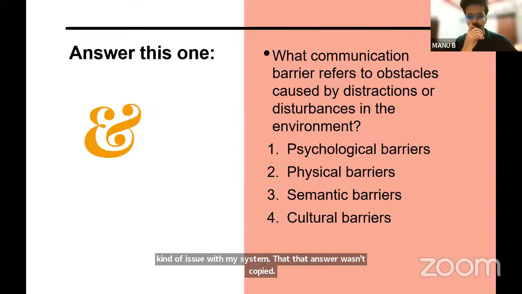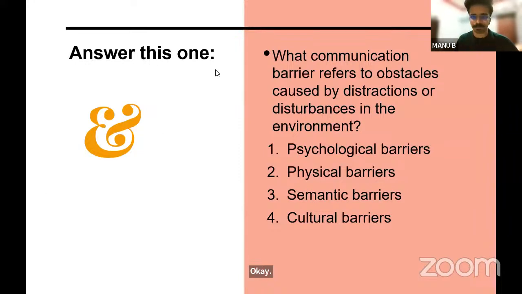Okay. Leave it. You have one more question to be discussed. Which communication barrier refers to obstacles caused by distractions or disturbances in the environment? It is a simple question. You can answer this.